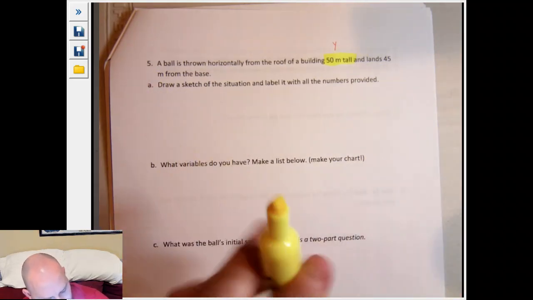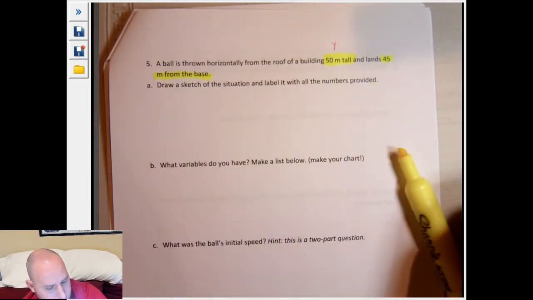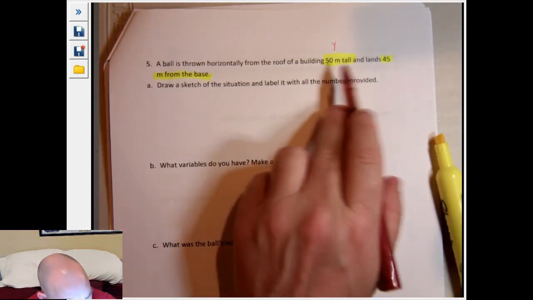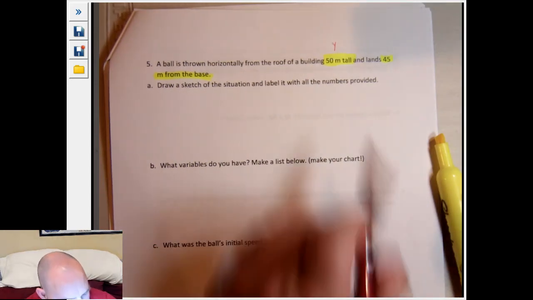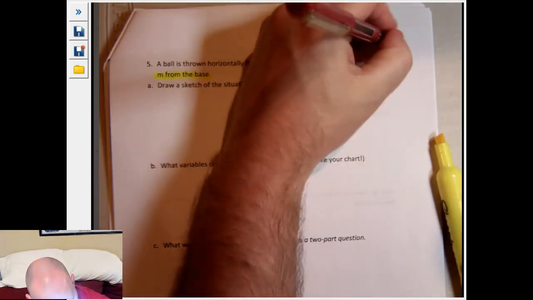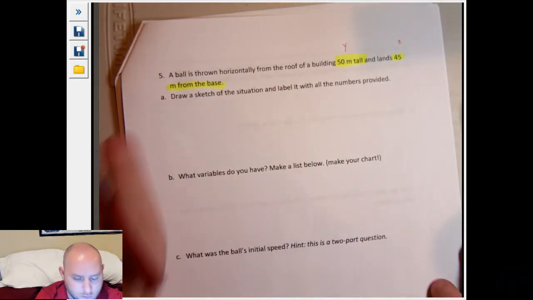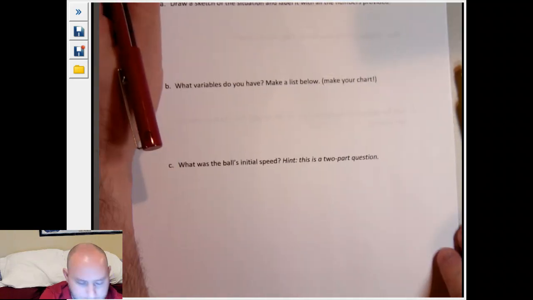And lands 45 meters from the base. So again, when you see meters, you know it's displacement. So both of these are displacements. And when you see from the base, that means x-axis, right? So I'll let you guys do the sketch. I'm going to skip straight up to B.